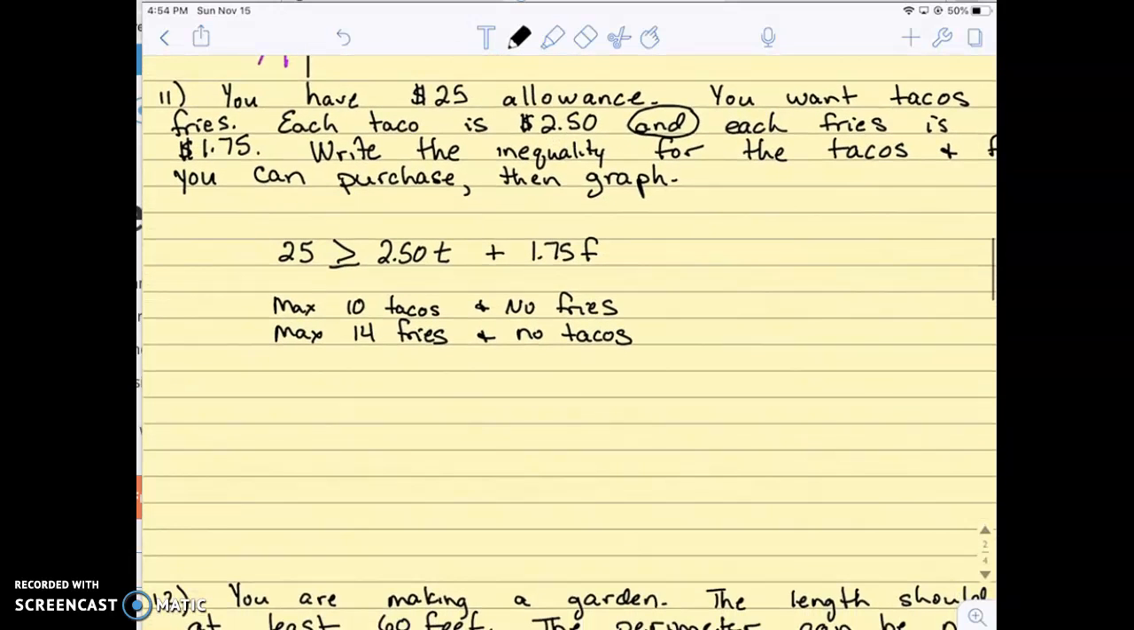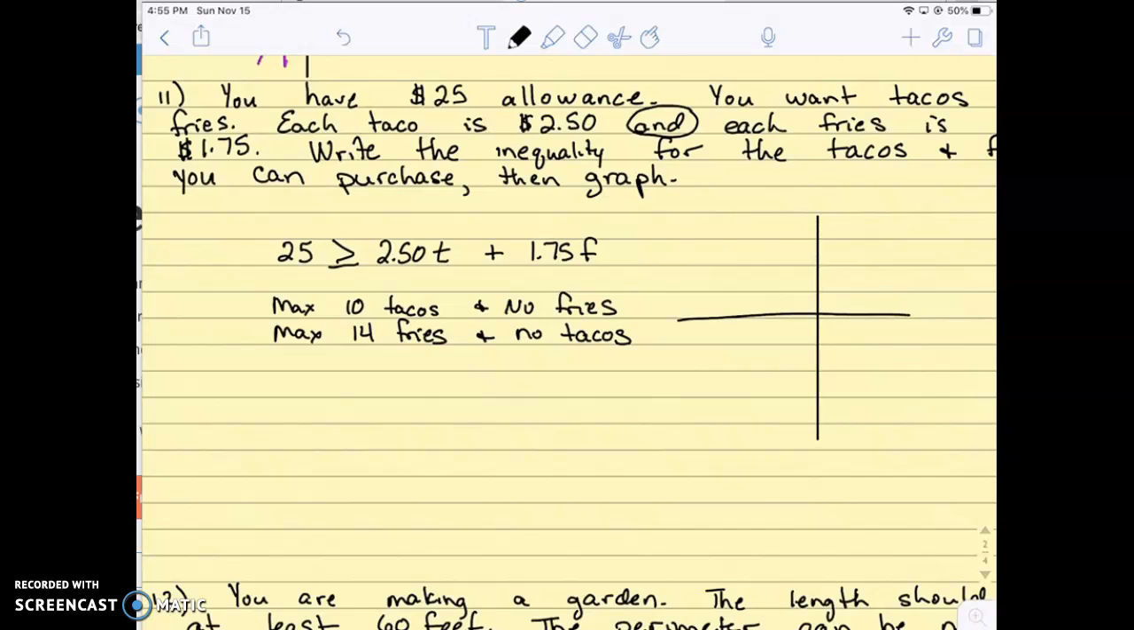Okay, so now, again, make sure you have really good notes on that. Make sure you can write the equation and then also pick the appropriate graph. And so our graph looked something like this.